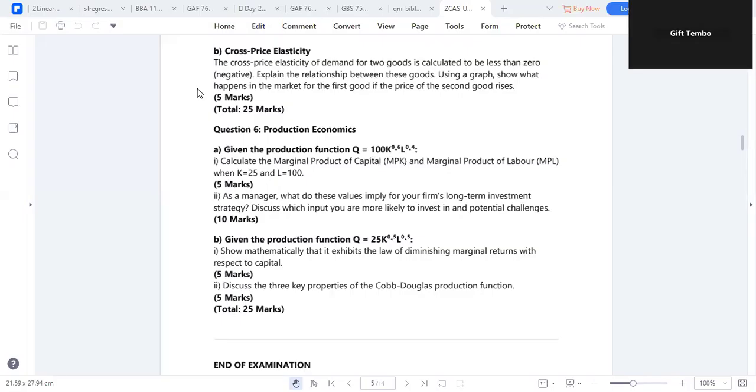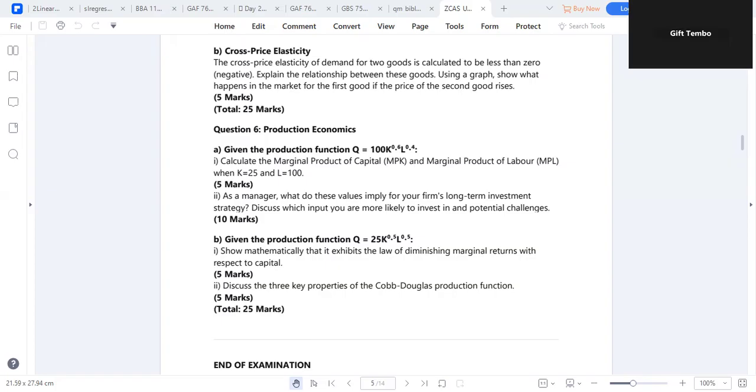Our session today will be on production theory. So what is production? In talking about production, we are looking at the conversion of raw materials into output of goods and services.